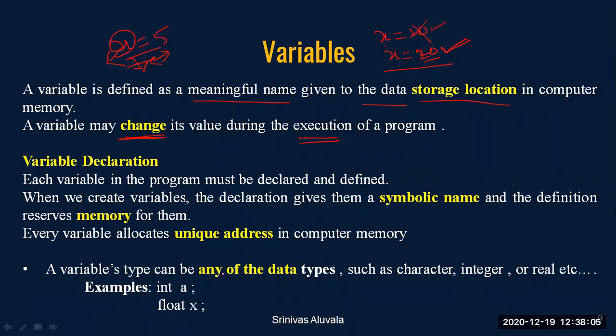When I think of a variable, immediately I need to understand what a data type is. A variable's type can be any of the data types. A variable can be a character, an integer, or a real. It can hold a value of character type, integer type, real type, or something else. What kind of value it can hold or store is defined by the data types of the programming language.